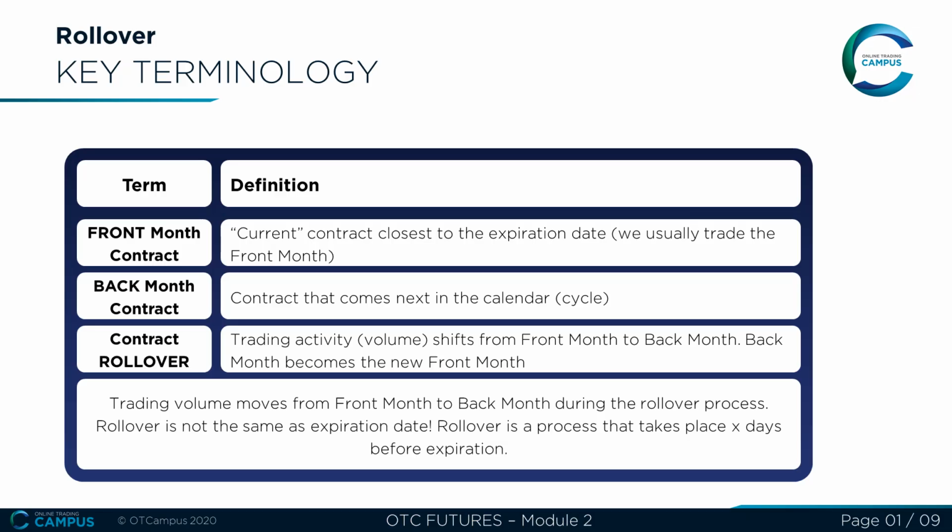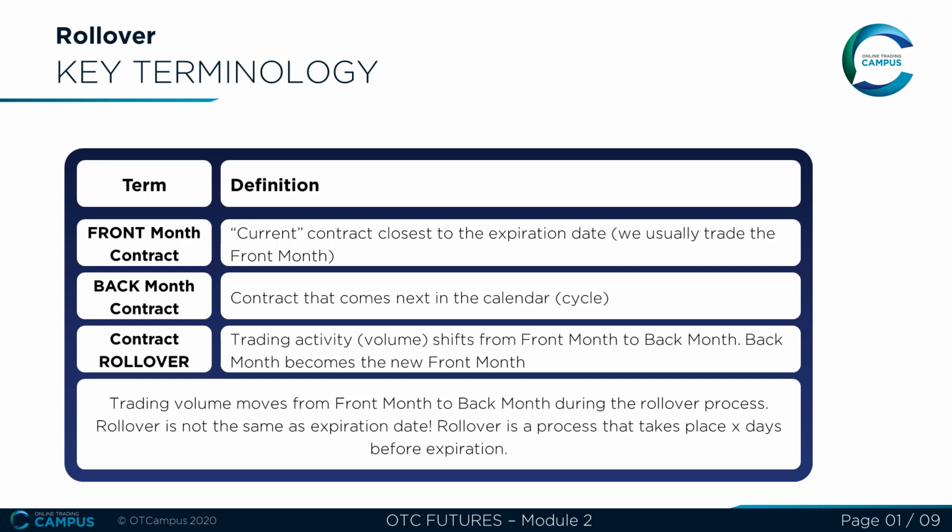Let's cover officially some terms we have already heard in the previous lessons. Front month, also called near or spot month, refers to the nearest expiration date for a futures contract. Front month contracts have an expiration date that is closest to the current date. Given this, they tend to be the most heavily traded and the most liquid futures contracts for a futures market. We most of the time trade the front month. Contracts that have later expiration dates than front month contracts are called back month or far month contracts. This is the contract that comes next in the calendar cycle.